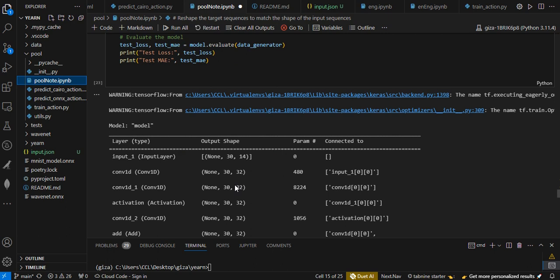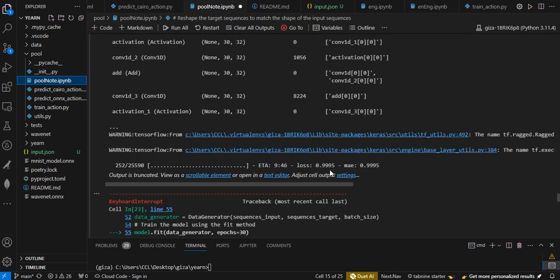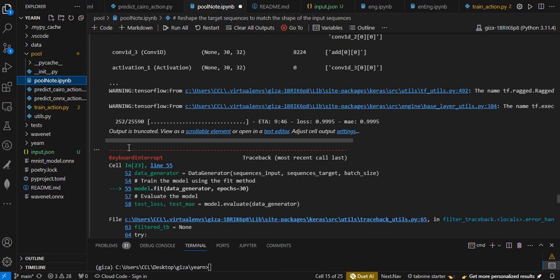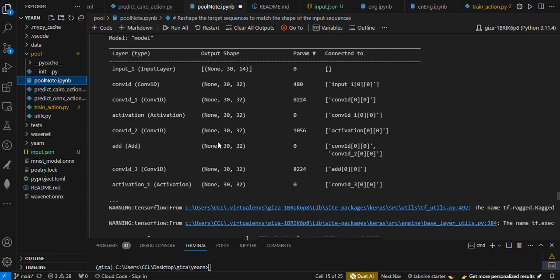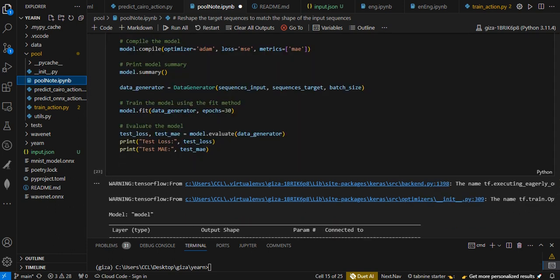Although it's not like the previous one that gave a loss of up to trillions, the loss here is also quite high at 0.9995. It means this model is not training well, although it's still fair. It's better than the previous one I worked with, but it's still not great. So I had to terminate it. And even here, I used epochs of 30.